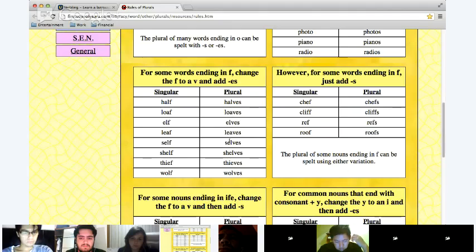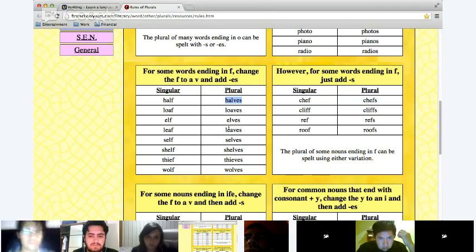And remember on these words as well, that the L is silent in halves. The L here is present, so elves, selves, shelves and wolves. The L is silent in halves. Okay, all right. Very good.